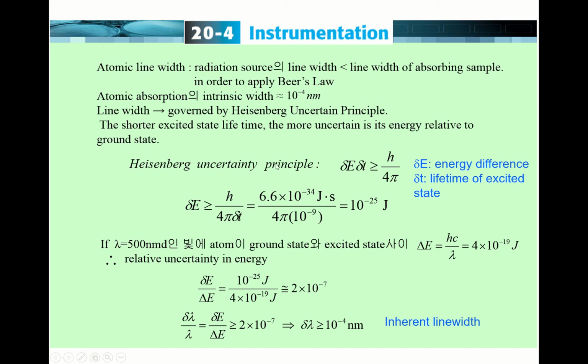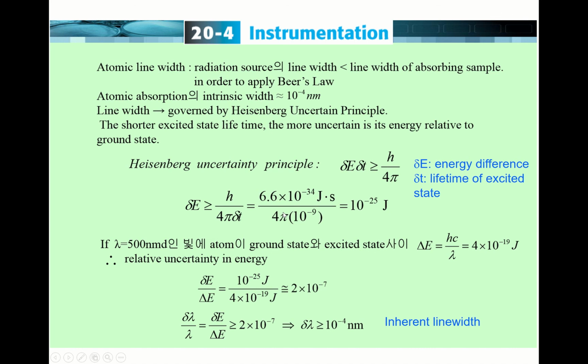This principle says the product of the error in energy and the error in time is all the time greater than the constant h over 4 pi. This h is the Planck constant. This h value is very, very small actually: 6.626 times 10 to the minus 34 joule second. I strongly recommend you memorize this constant. This is very important.